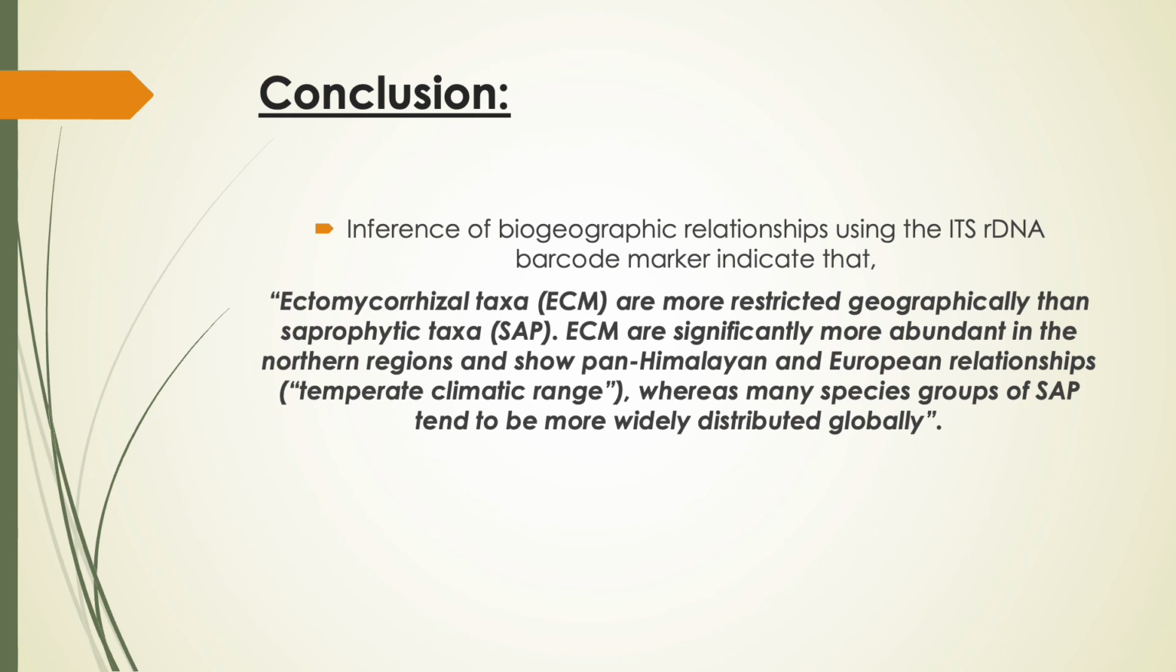So our preliminary results of biogeographic relationships using the ITS DNA barcode marker indicate that ectomycorrhizal taxa are more restricted geographically than saprophytic taxa. ECM are significantly more abundant in the northern regions and show pan-Himalayan and European relationships, which are temperate climate range, whereas many saprobic species groups tend to be more widely distributed globally.